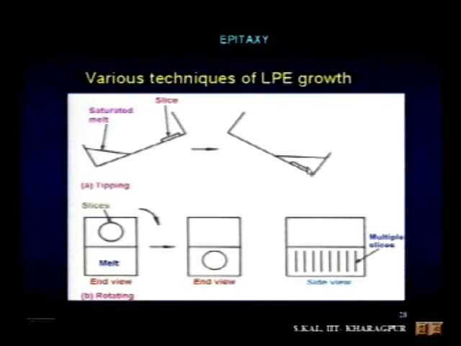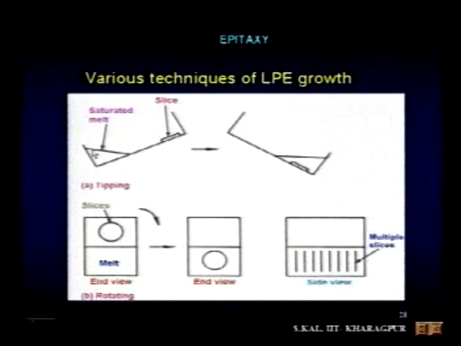Understood? Now if you keep it in this direction, the slice is submerged in the liquid. Next step, again you tilt it in this direction. Then it is out of the solution, and you keep it some time, it solidifies. So this is a saturated solution. Once you tilt in the forward direction and then tilt in the reverse direction, then after some time again tilt in the forward direction. Each time the substrate or slice is submerged in the liquid, some coating of the liquid will be there on the surface.